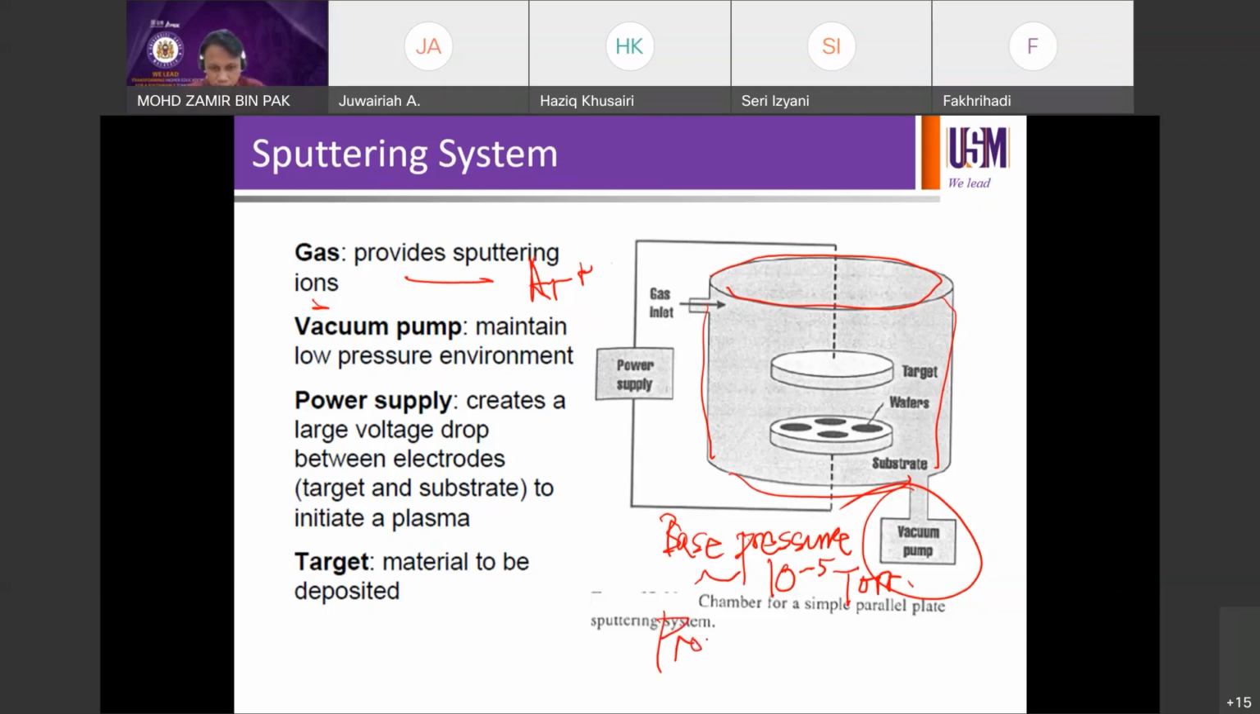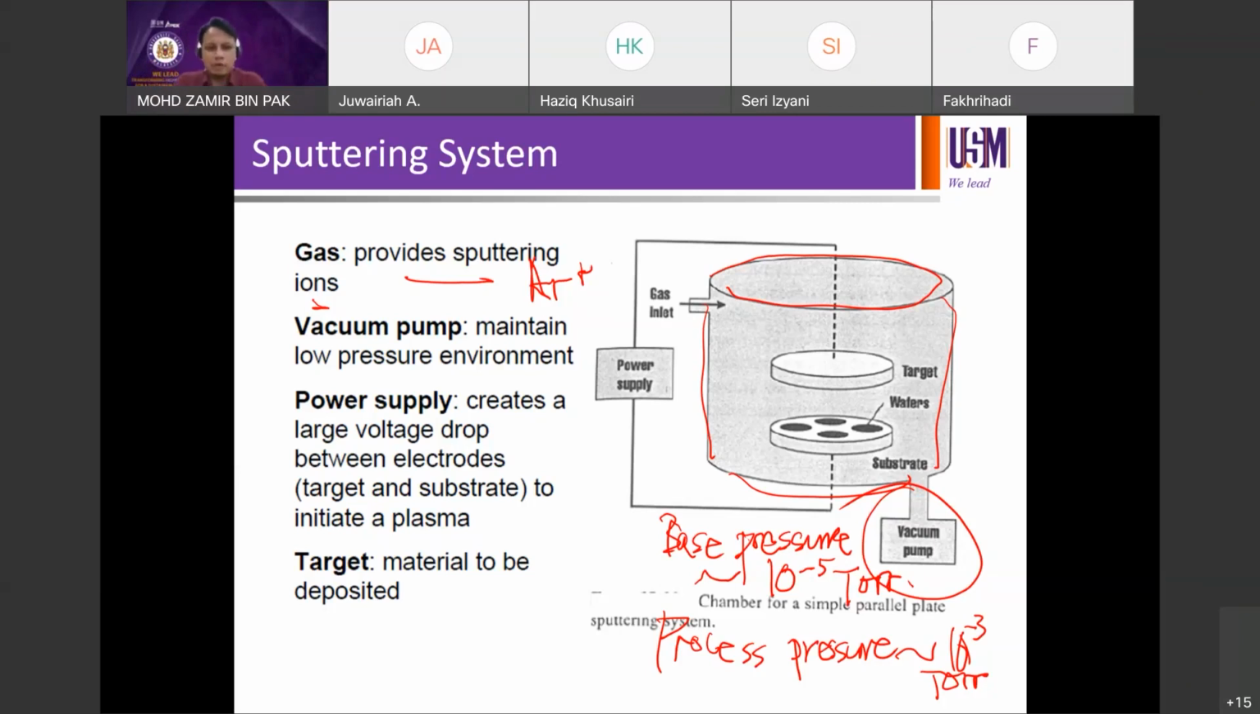Process pressure. So the first is base pressure, 10 minus 5. The moment you've got a plasma, the process pressure is typically 10 minus 3, because you've got your gas injected into the chamber already, and that will increase the pressure of the chamber to 10 to the power minus 3.